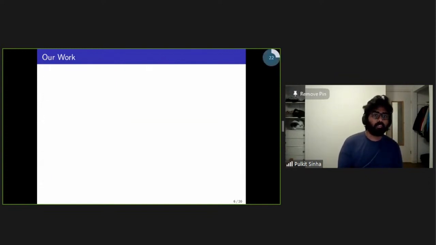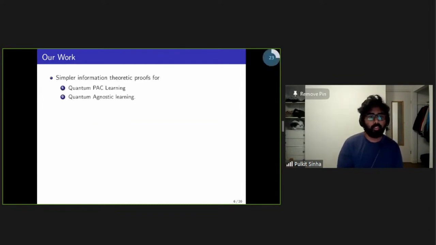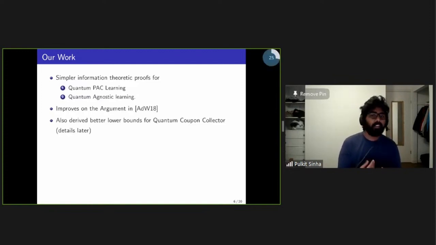Now, in our work, we tried to provide simpler information theoretic proofs for the lower bounds for the following problems: quantum PAC learning and quantum agnostic learning. These information theoretic techniques were also considered by Arunachalam and de Wolf. However, they found that they were not able to get around a log d factor in the lower bounds. In our work, we show that there is indeed a way around that using this technique. Finally, we also derive slightly better lower bounds for the quantum coupon collector problem, which we discuss later.